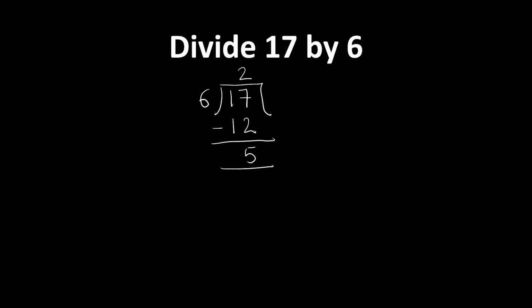Now here, what is dividend? The number that you are dividing, 17. What is divisor? That is the number with which you are dividing. Quotient is the result that you are getting after the division process. And the remainder is the number that is left out after division. So here, 17 is our dividend, 6 is the divisor, 2 is the quotient and 5 is the remainder.